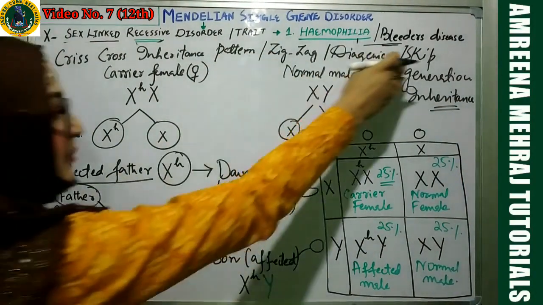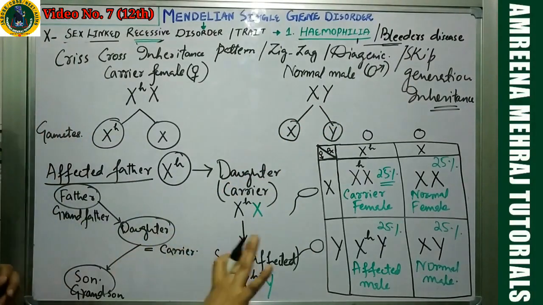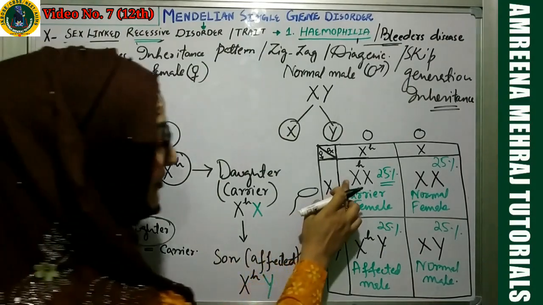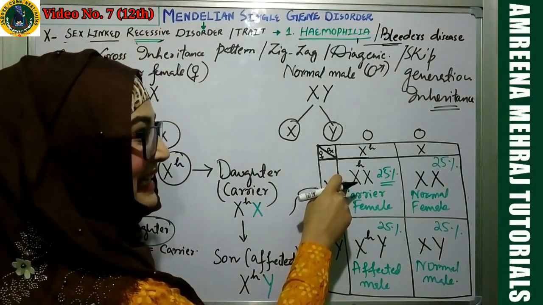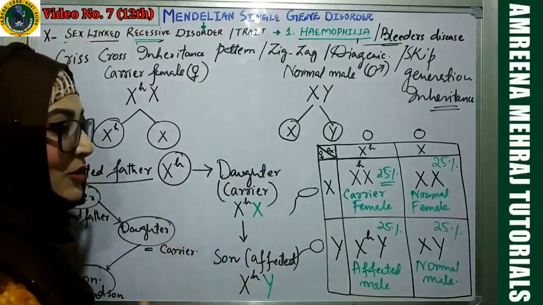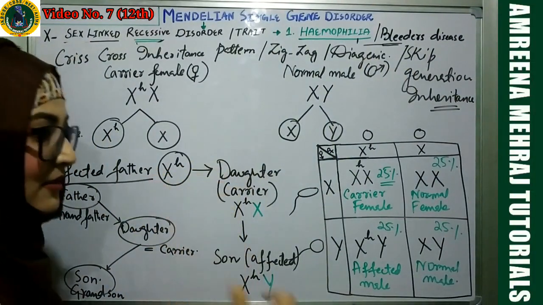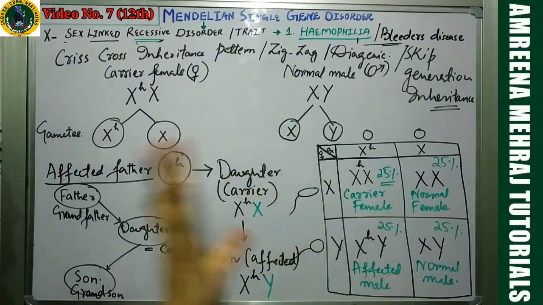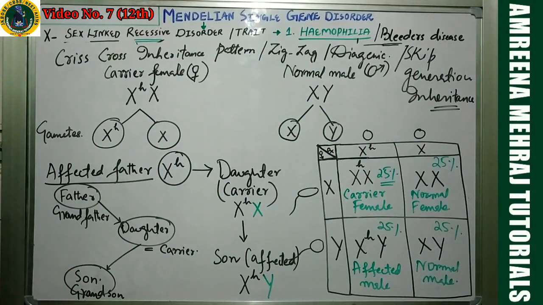zigzag. Skip generation, because this generation was skipped. You didn't see the effect in this, and one generation was skipped. In the next generation, there is a probability that this child can be born affected. Or it could happen that a female like this could be born, who could carry the disease. If she is married to some other normal individual, the case comes on. It prolongs. It remains in the family.